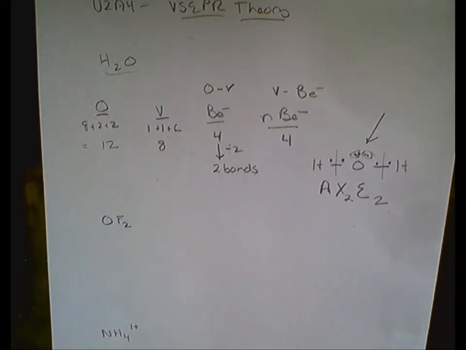AX2E2. So if you do what I've just done and you look up AX2E2, you will find a shape given that. So when you go on and you go through this unit, there will be a shape sheet. All you do is look up AX2E2 and let's say that it is bent. Then you just write down bent for your final answer.